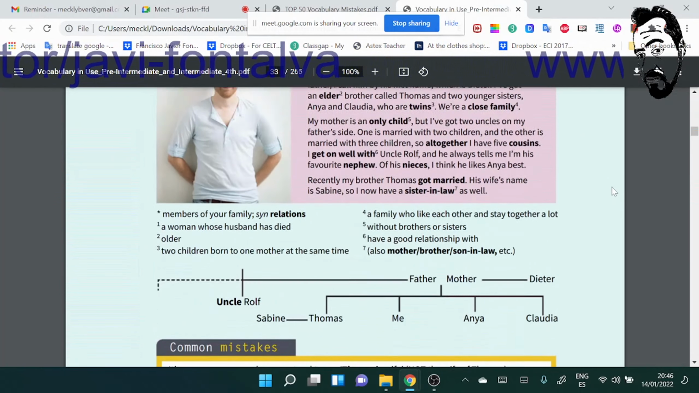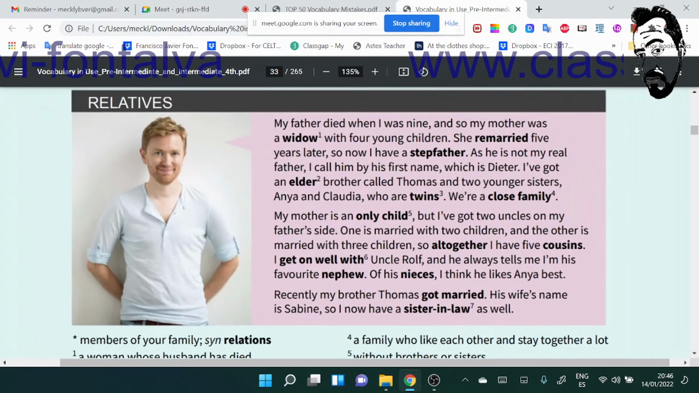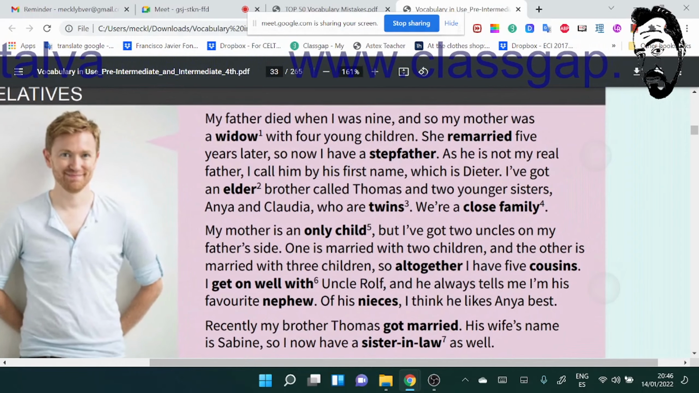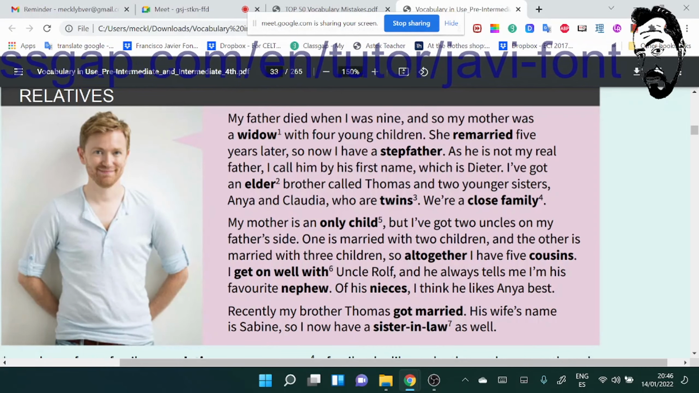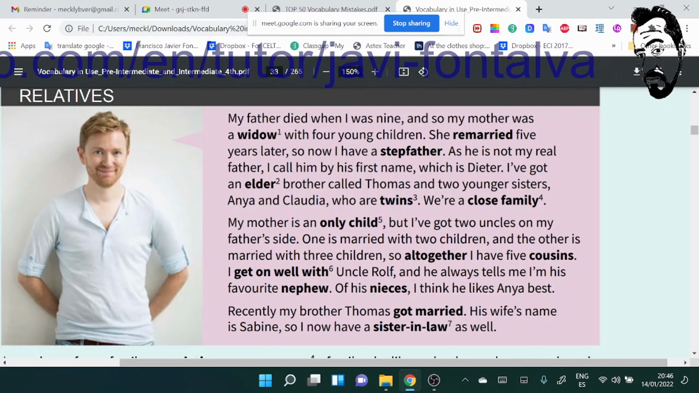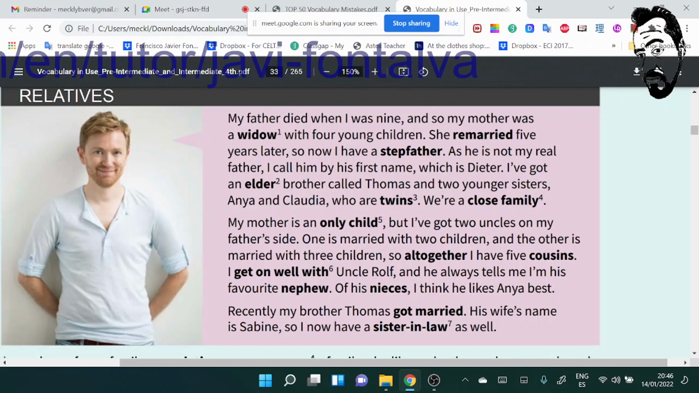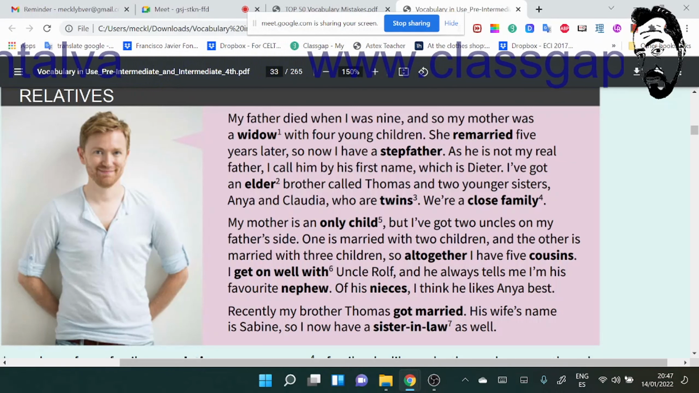We're gonna just talk a little bit about family, and then we'll finish. Okay. Can you read this text? Yeah. One moment. My father died when I was 9. My mother was a widow, yes, a widow.